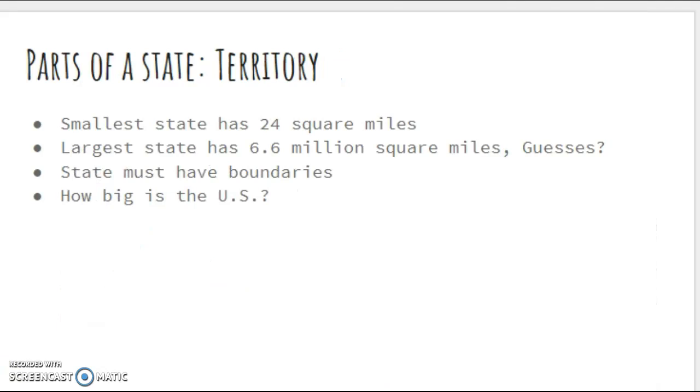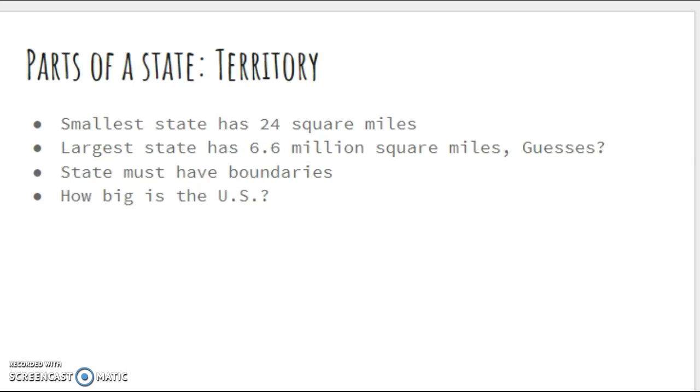Okay, parts of a state. Territory. Our smallest state has 24 square miles. Our largest state has 6.6 million square miles. Any guesses? So if you said Russia, you would have been correct. This is actually the largest state in square miles.